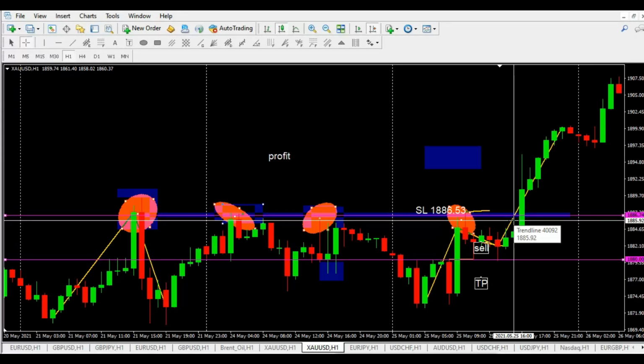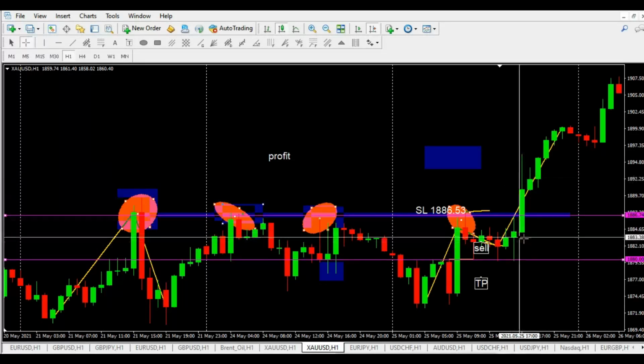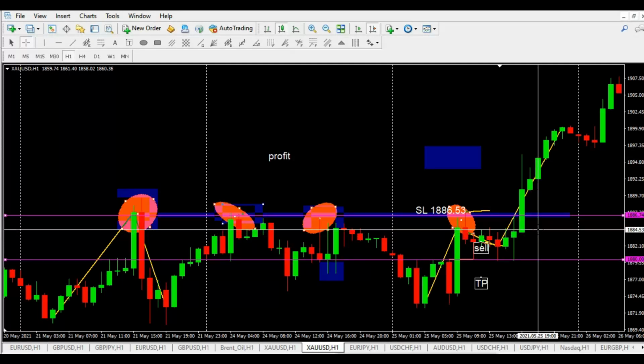Don't take a position against it, because it's very dangerous. This is a big breakout, so it means the power of bullish is very strong. We just follow the trend.